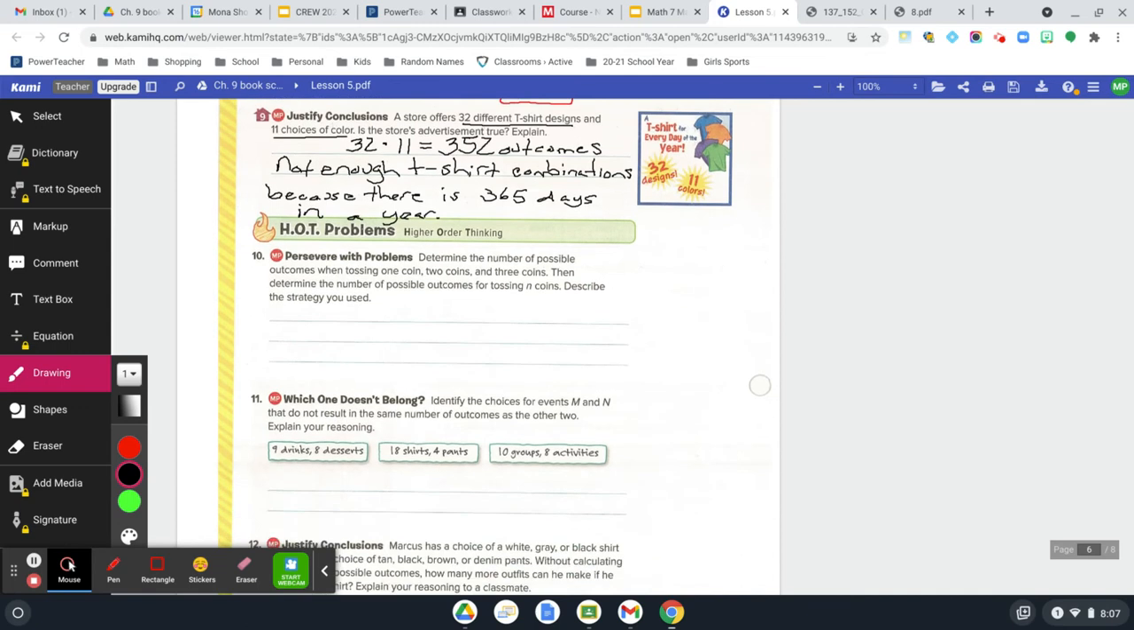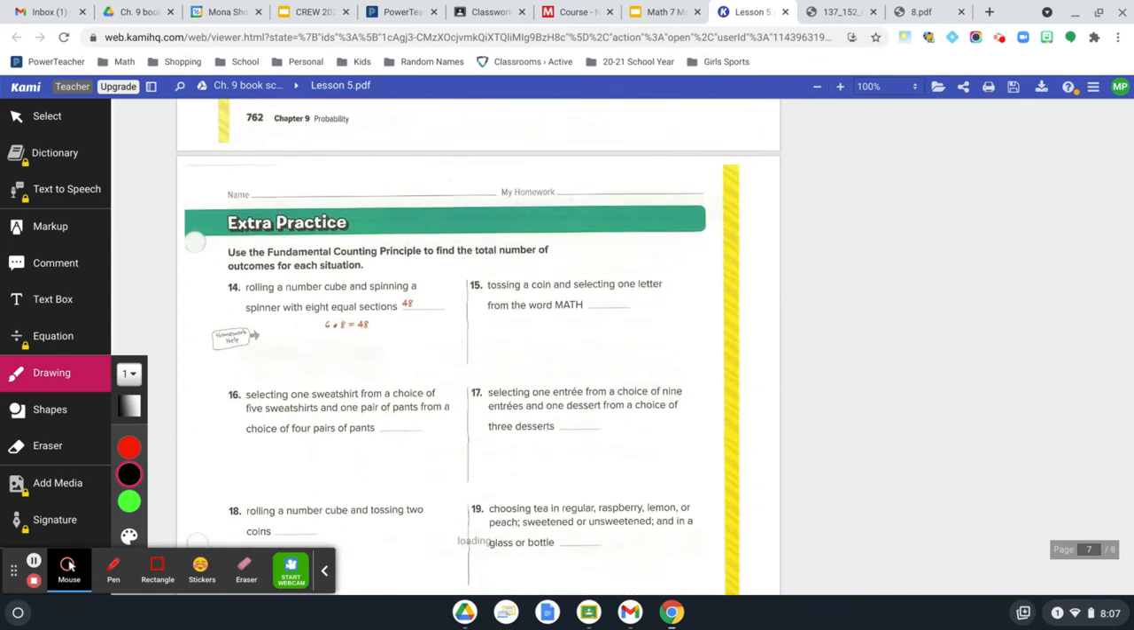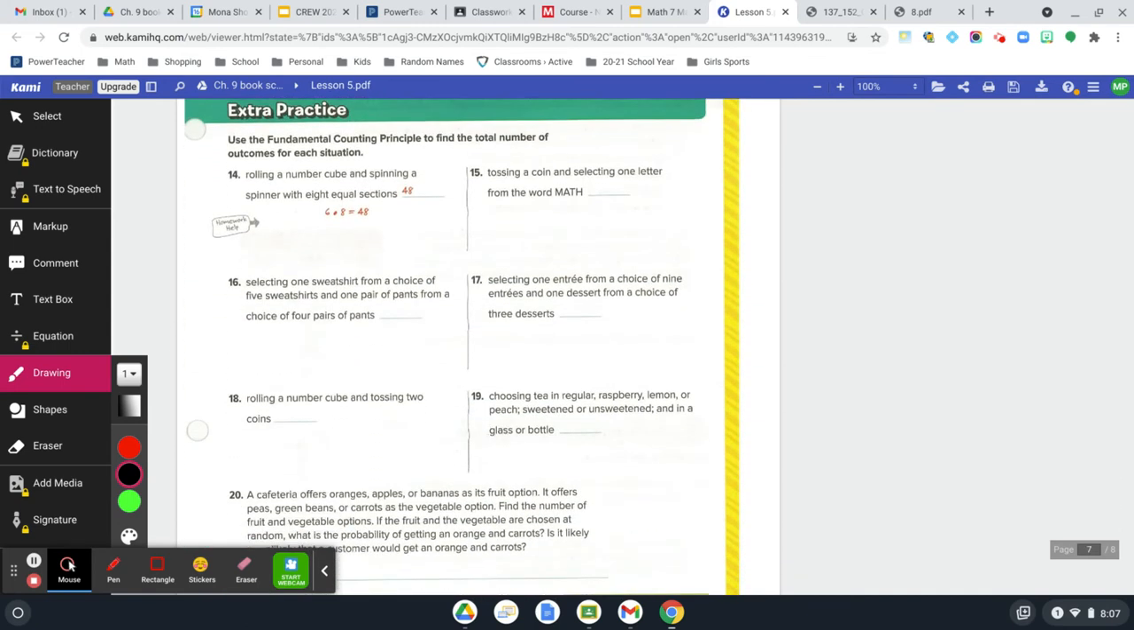All right, we're going to keep going. We're going to take a look at some extra practice on page 763. So we're going to use that fundamental counting principle again. So we're going to look at number 15 here. Tossing a coin and selecting one letter from the word math.